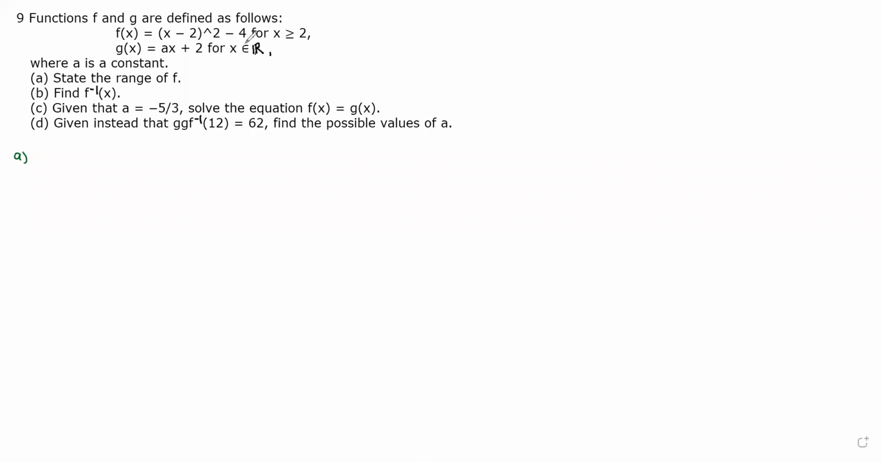We are given two functions, f(x), which is a quadratic, for x greater than or equal to 2, and g(x), which is linear for all real x. Part A states the range of f. f(x) is a quadratic in the form of (x - 2)^2 - 4 for x greater than or equal to 2. From the quadratic function, we can see that this is a quadratic that opens up.